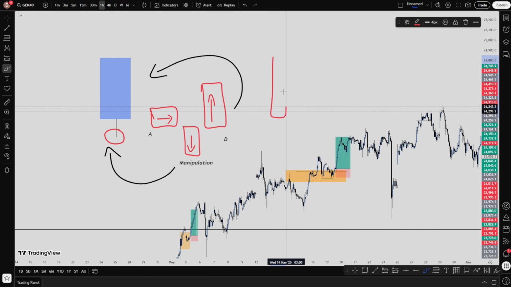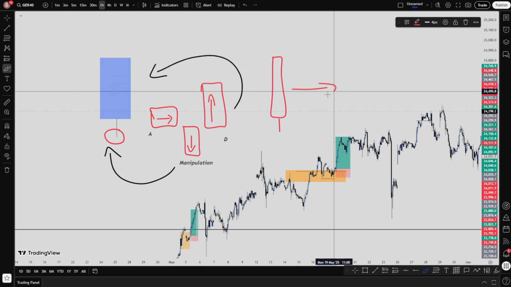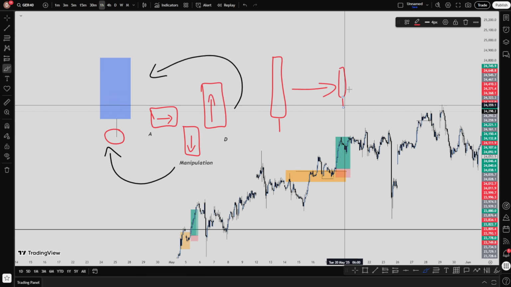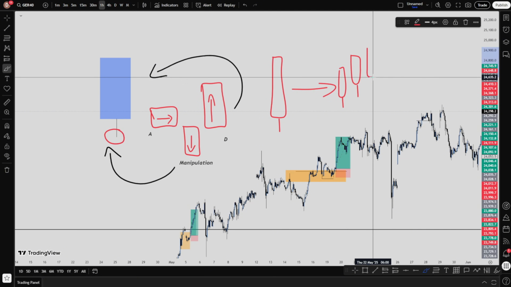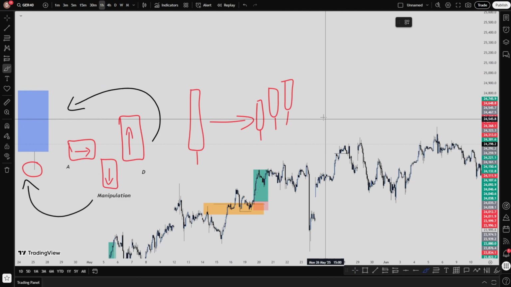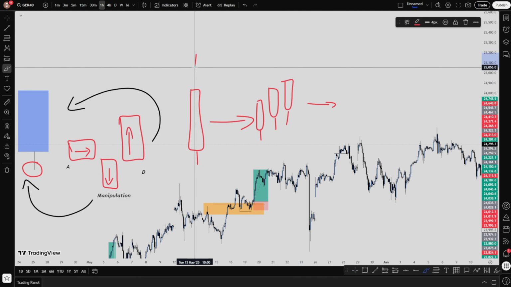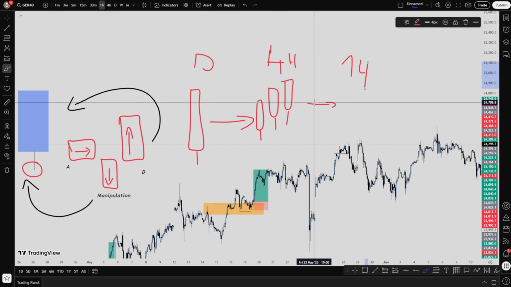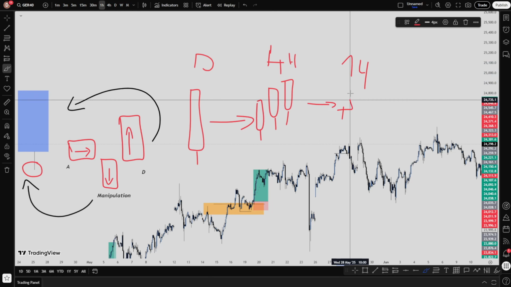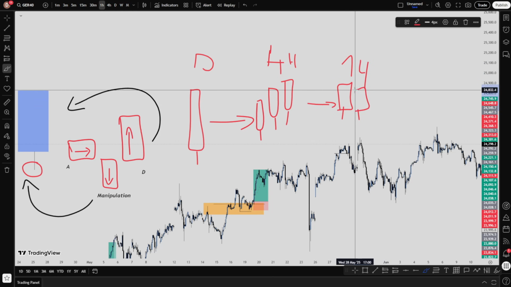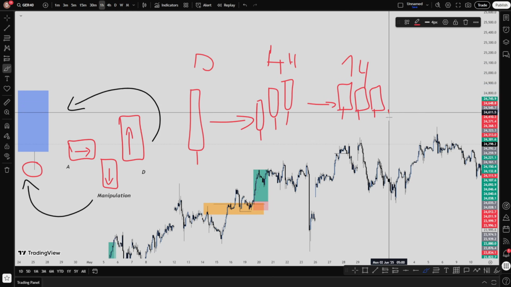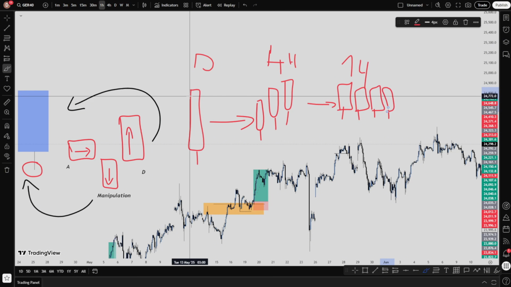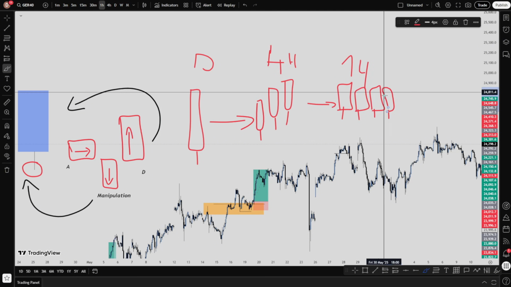So for example, we have this daily candle. This daily candle has a few 4H candles inside of it. So we have multiple 4H candles. This is daily, this is 4H, and this will be 1H. Every single 4H candle has four 1H candles. And if you can understand where the next daily candle is going to be printed, where the next 4H candle is going to be printed, and the 1H candle, your win rate will be super high.